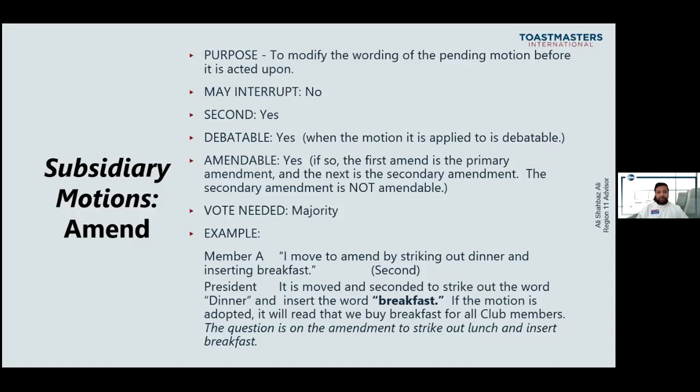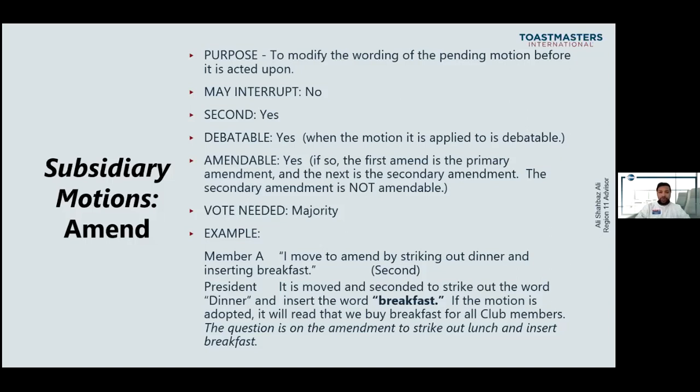So this is an example which I've put on the screen. When we amend a main motion, we can strike a few words, we can modify a few things. So that's possible, but it should remain germane to the main motion.